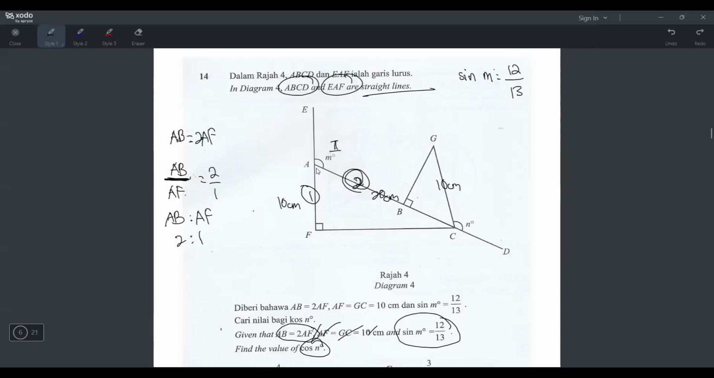Because quadrant 1 means less than 90. Hello, this is 90. This one is obviously more than 90 already. You don't need the question to tell you. You can just look yourself and know which quadrant it is. So this one is a quadrant 2 angle.